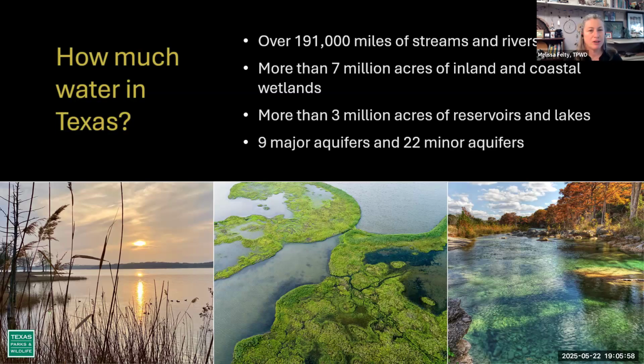There's over 191 thousand miles of streams and rivers. There's more than 7 million acres of inland and coastal wetlands, and we're going to talk a little bit deeper about wetlands. Wetlands are unique features, and they're one of my favorite parts of waterways and aquatic habitats. More than 3 million acres of reservoirs and lakes, and 9 major aquifers and 22 minor aquifers.